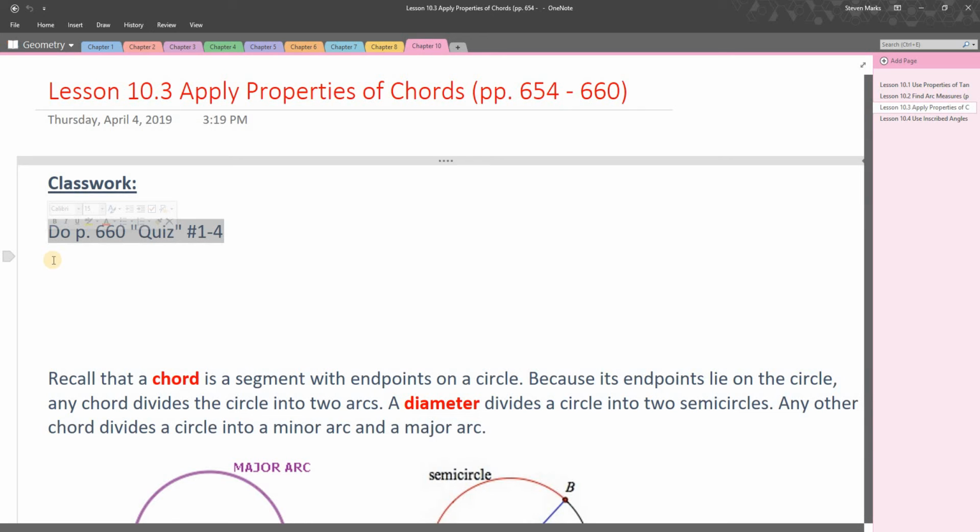This is page 660. You'll notice that's quite a ways away, but it'll be good for us to practice. It didn't look like the problems were incredibly difficult, but I encourage you to do some of these problems so you get the practice in. Okay, I will pause the video at this point, and when you get back, we will start the lesson.